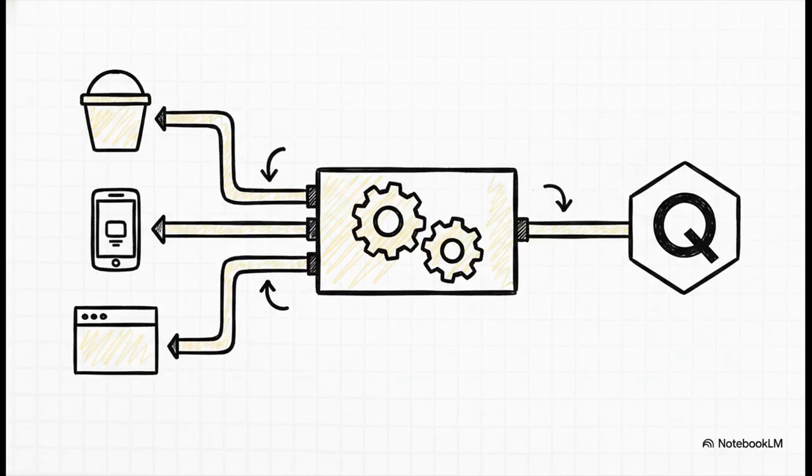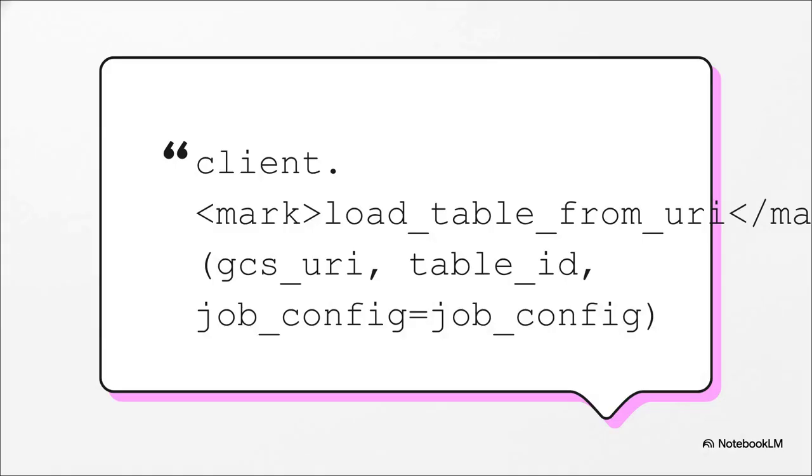So imagine an application that automatically pulls daily sales data from a file in Google Cloud Storage, transforms it on the fly, and loads it right into BigQuery, all without any human ever touching it. And you can do it all with just a few lines of Python. First, you initialize the BigQuery client. That's your connection to the service.